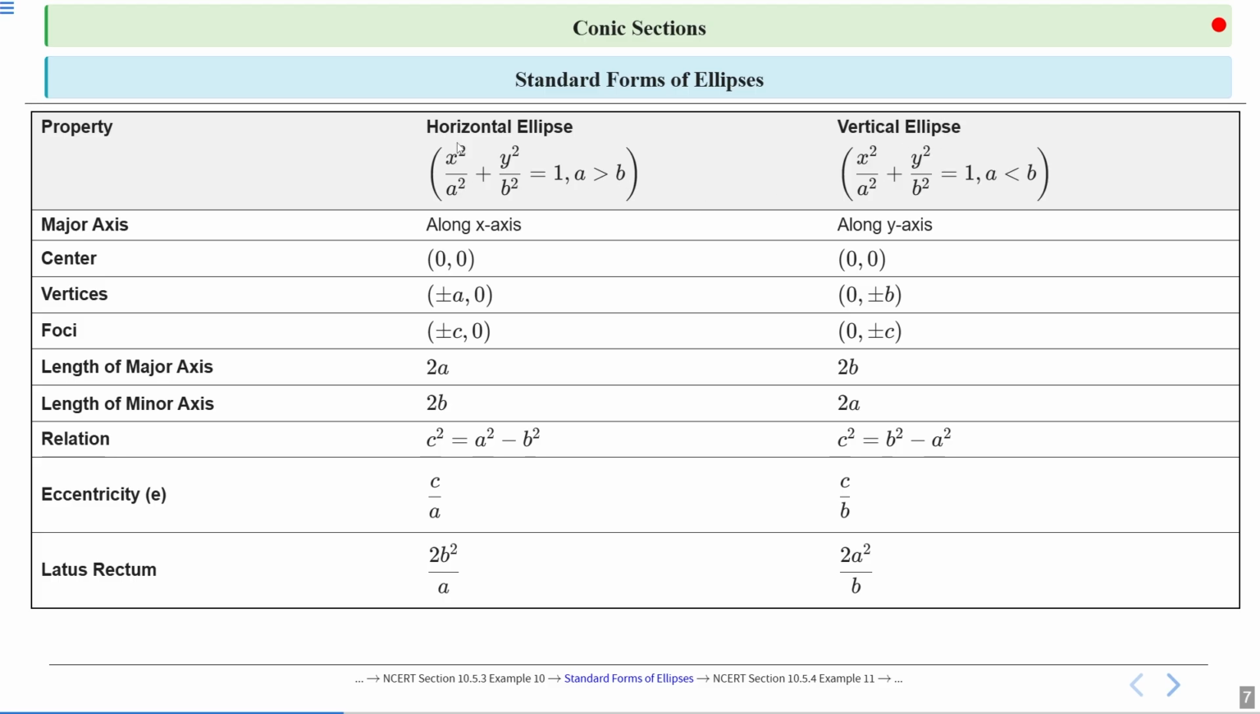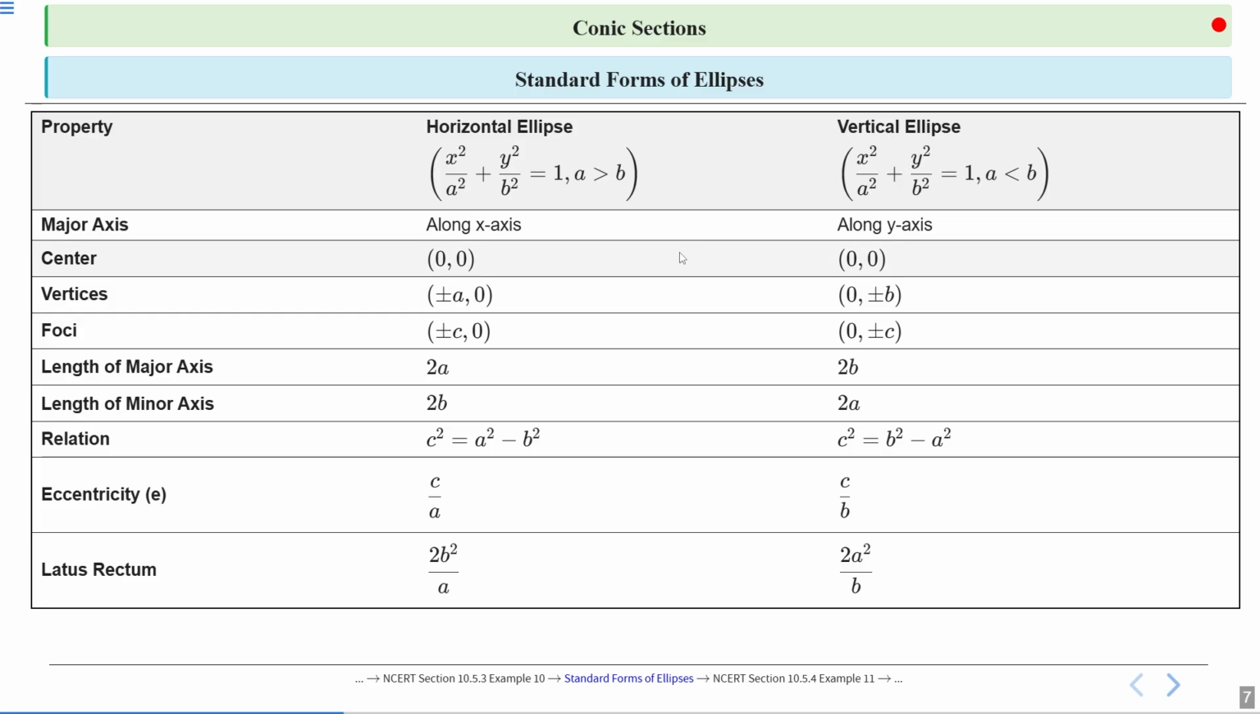When a is greater than b, x square upon a square plus y square upon b square equal to 1 is a horizontal ellipse. When a is less than b, x square upon a square plus y square upon b square equal to 1 is a vertical ellipse. You may also write this equation in the form x square upon b square plus y square upon a square equal to 1 when a is greater than b is not given. When a is less than b, this is the standard form of the vertical ellipse.